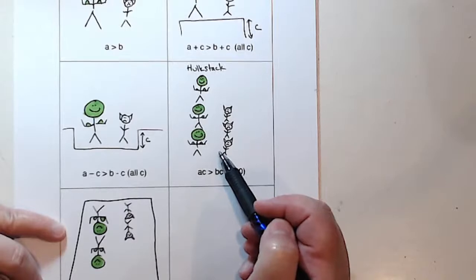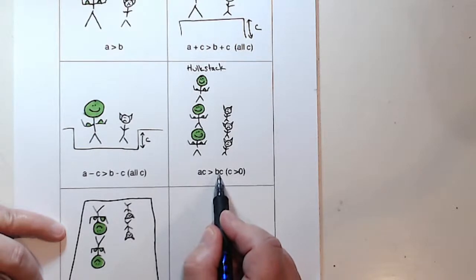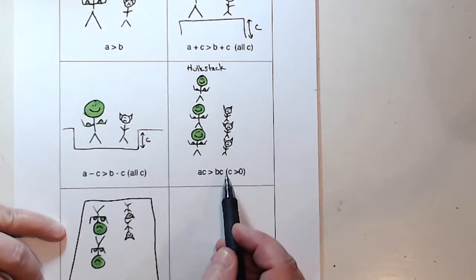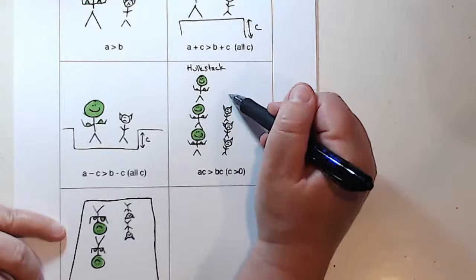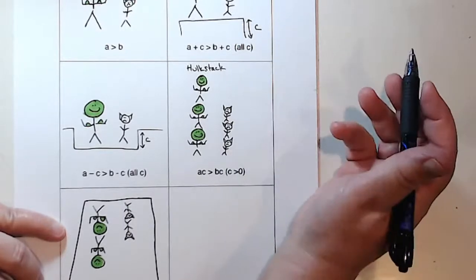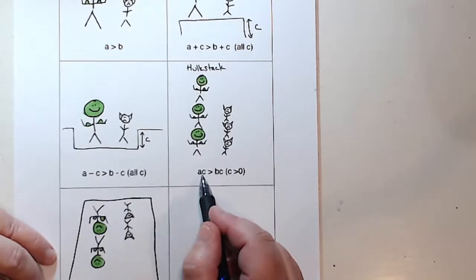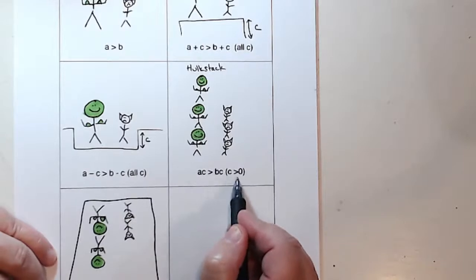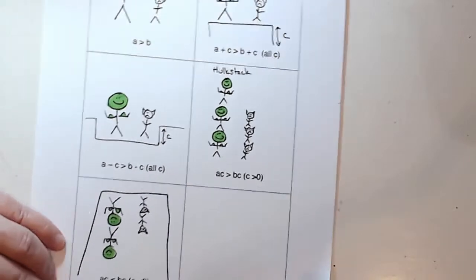So I'm going to claim that if I multiply A times C, A being the Hulk, and I multiply B by C, in this case, C is 3, the Hulk stack is bigger than the Loki stack. In fact, it's much bigger because you're multiplying. And so A times some number is going to be greater than B times some number as long as you've got a positive number.